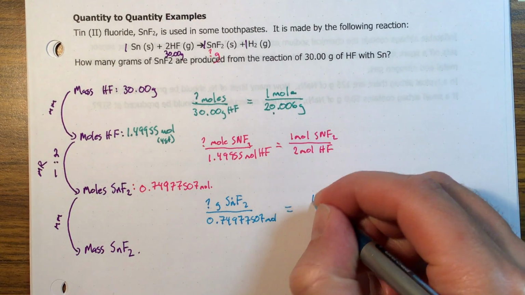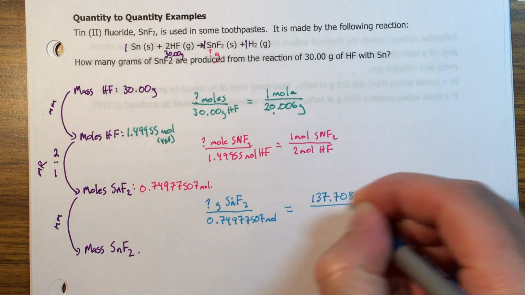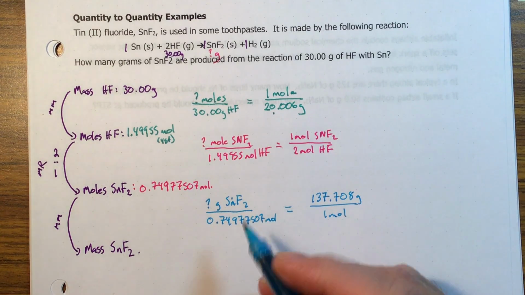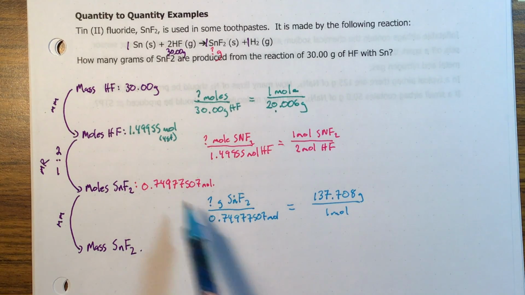There's 137.708 grams in 1 mole. So I just do this times this divided by that, and I get my answer. Times, and I get a total of 103.250. Now, this should have 4 significant figures, right?